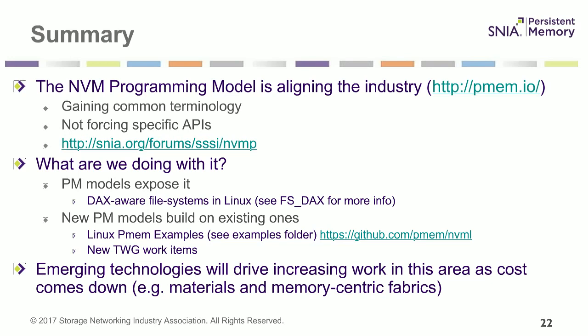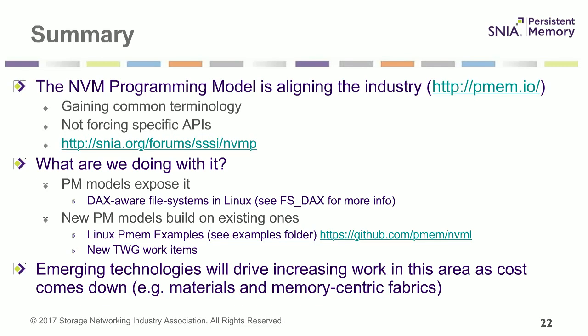The work that we're doing today is summarized on the link that's provided in the third bullet in the top section of this slide. What are some of the things that we're doing with it? Well, we're helping to define persistent memory models in real operating systems. One example of that is direct access, or DAX, aware file systems in Linux. Anyone who's interested in that, grep through the Linux kernel code for FS DAX, and you'll find some good information on how to use that in Linux today.